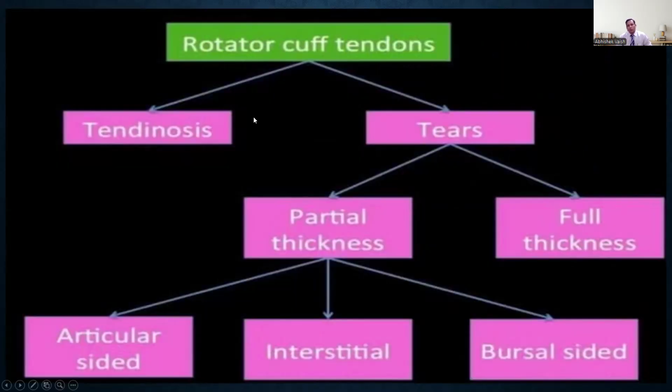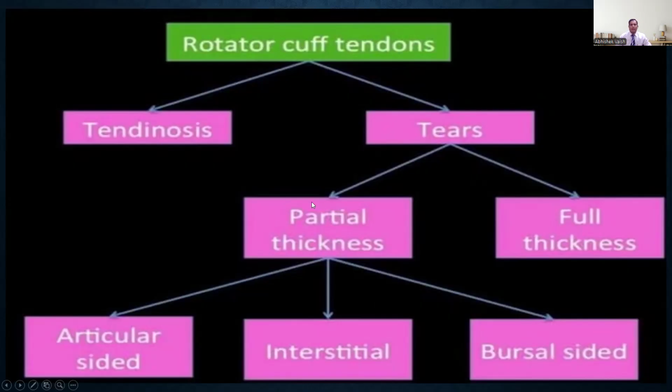You must have also heard of a term called tendinosis. Tendinosis is usually just an inflammation of the tendon and nothing else. But if it is not treated in time, and not given adequate rest and not healed well, then this tendinosis may become a tear. Tears can be partial or full thickness.